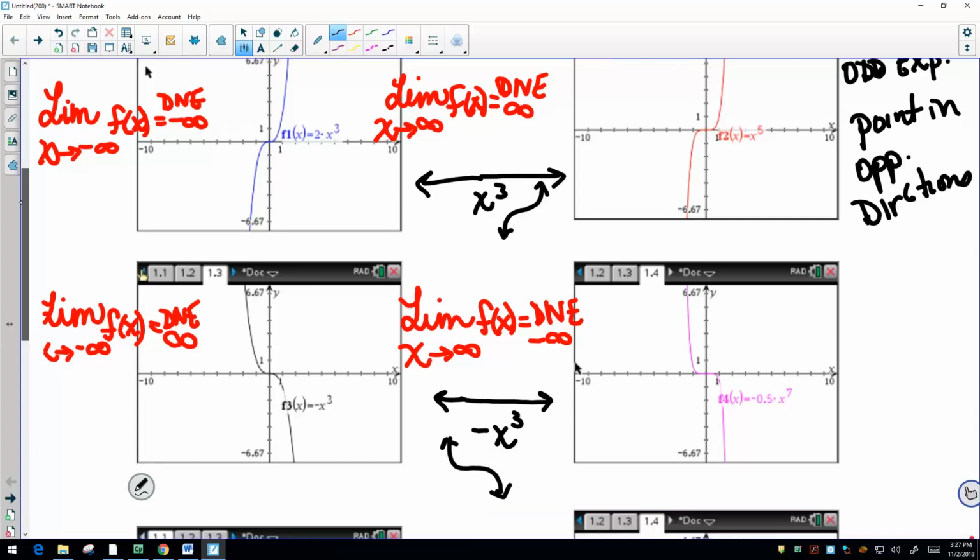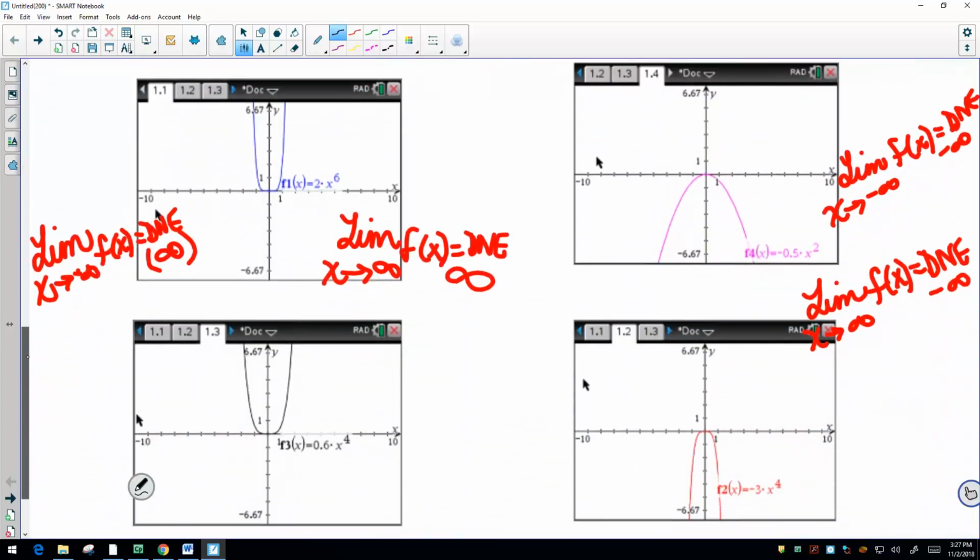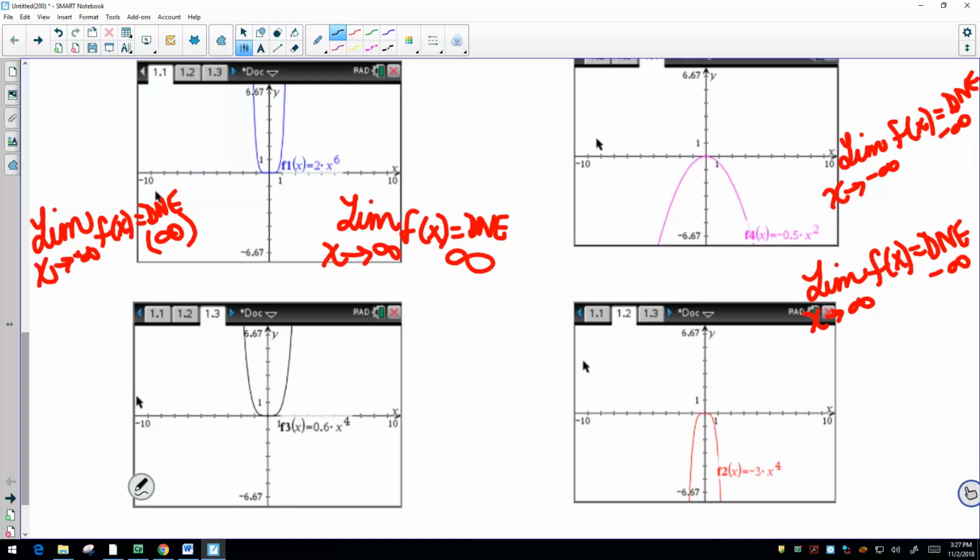Okay, same kind of an idea when we look at the bottom four. So we said these were all even exponents, and I see that our even exponents will point in the same direction. So even, and again, largest exponent, that's the one that we're always considering. Our even for our largest exponent, I notice that it will point in the same direction.